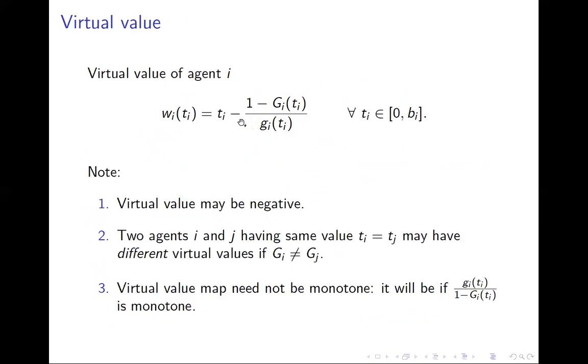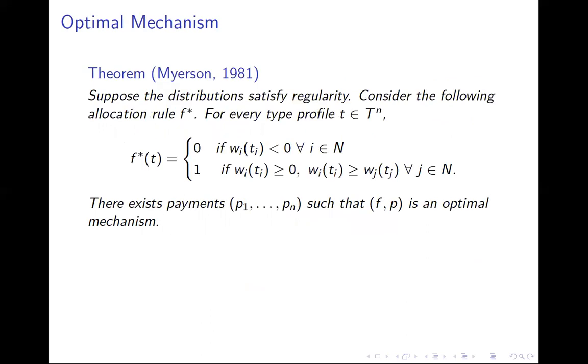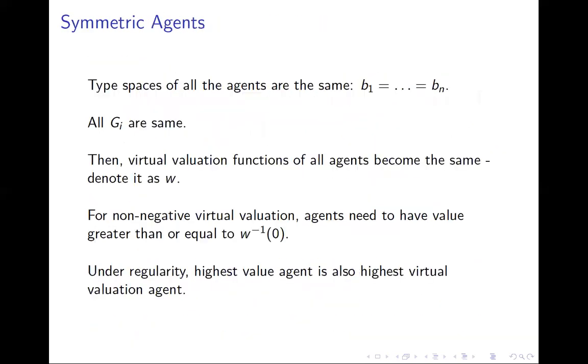Because the GIs are the same, for every agent, this virtual valuation function will be the same. Of course, at a type profile, different agents will have different virtual values, but the function will be the same. So you can remove this W subscript I from this function. Okay, because the GIs are the same, the virtual valuation function becomes the same. And so let's denote this function as W.